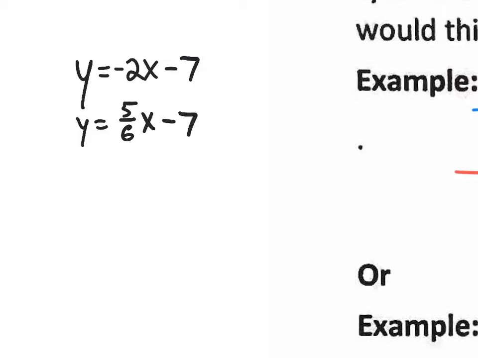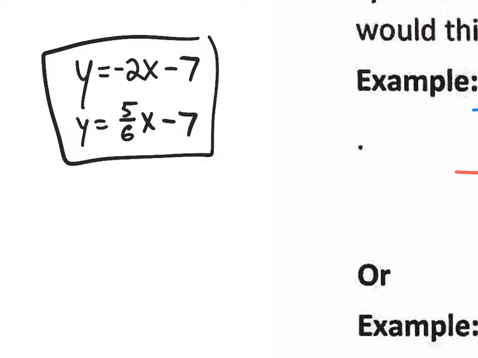How about this guy? This system, y equals negative 2x minus 7, and y equals 5/6x minus 7. If I tell you solve this system, what's the answer going to be without doing any math? 0, negative 7. Easy, right? It's so easy. Yes, question. How do I know that?